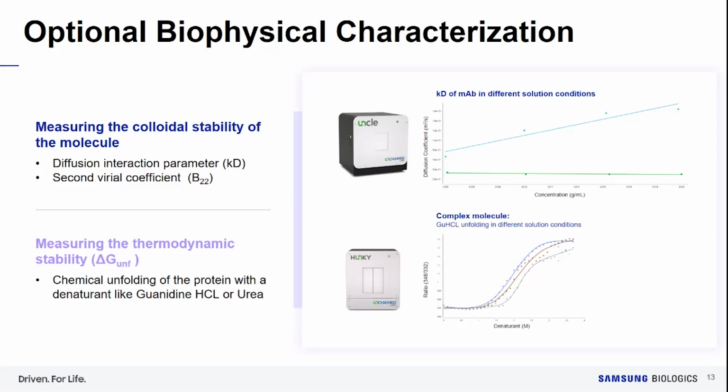In the top panel here, you can see that we have the measured diffusion coefficient as a function of protein concentration. And based on the slopes, you can see that these have different interactions with one another based upon the solution conditions, whether it's pH or the presence of excipients. And on the bottom panel, this is an example of an unfolding curve of a complex molecule that we evaluated in the presence of different solution conditions.